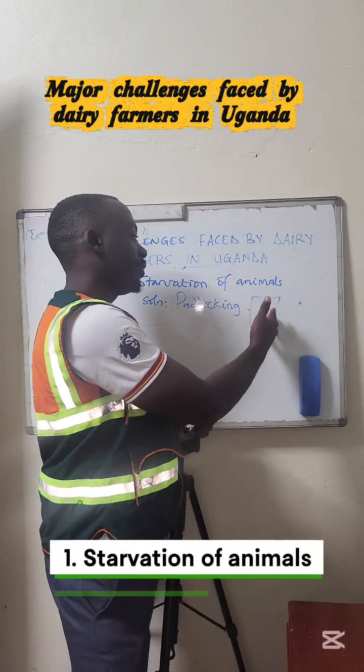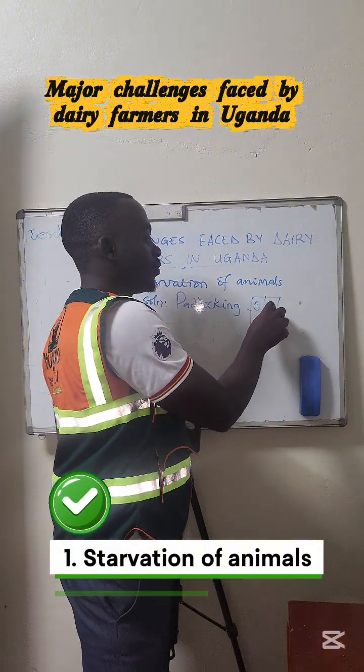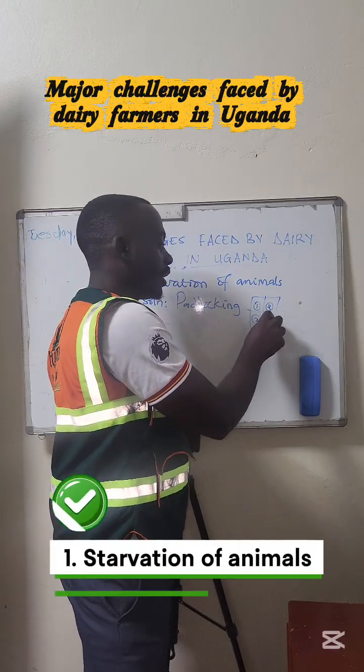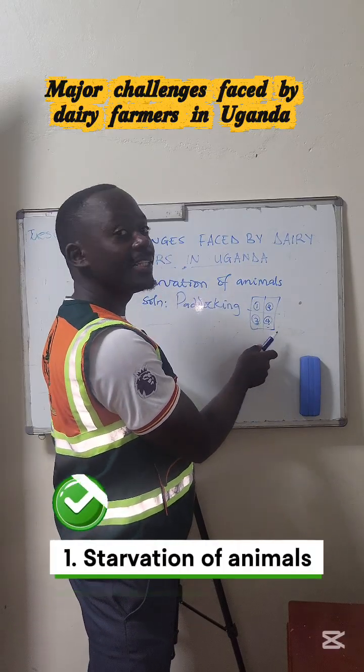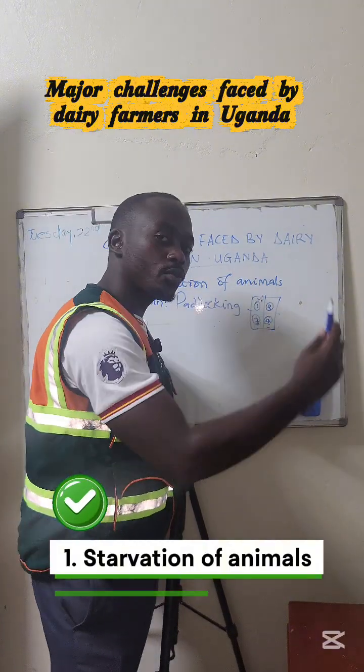So if we have 4 paddocks, animals graze here in the first 2 weeks. Then the second 2 weeks they'll graze in this paddock. Then the third they'll go here, and finally the fourth. By the time they reach here, it means the pastures in our first paddock have grown. Okay? Then the process continues.